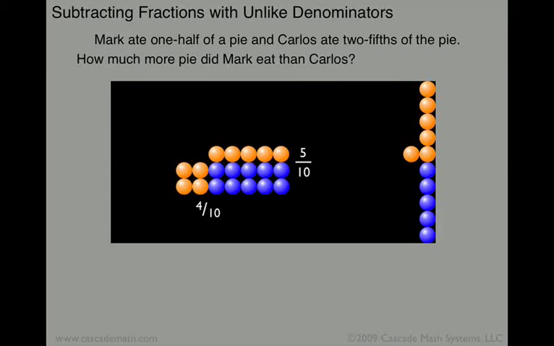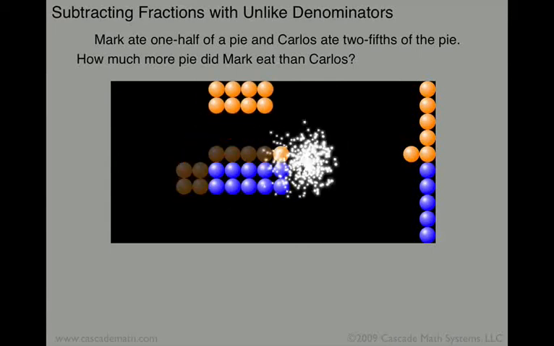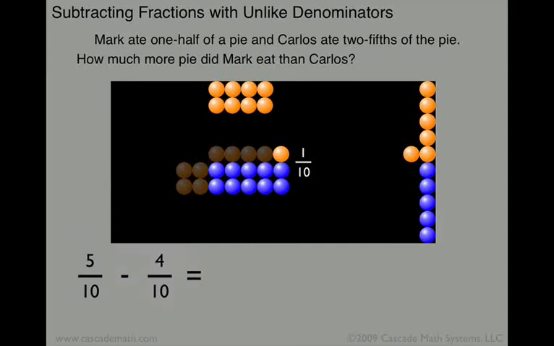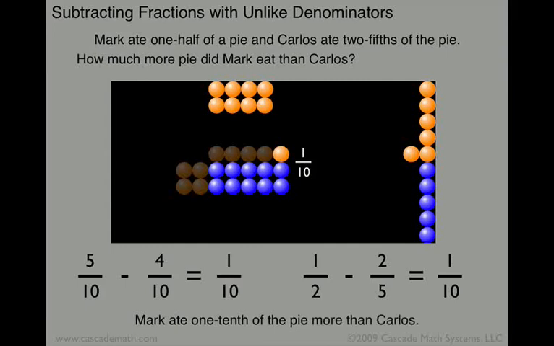Since the fractions are now written with a common denominator or unit, we can subtract their numerators. As we can see, 5/10 minus 4/10 equals 1/10. 5/10 minus 4/10 equals 1/10 is the same as 1/2 minus 2/5 equals 1/10. Mark ate 1/10 of the pie more than Carlos.